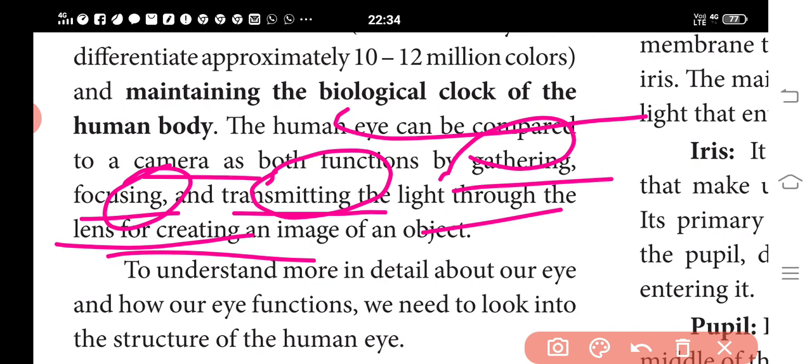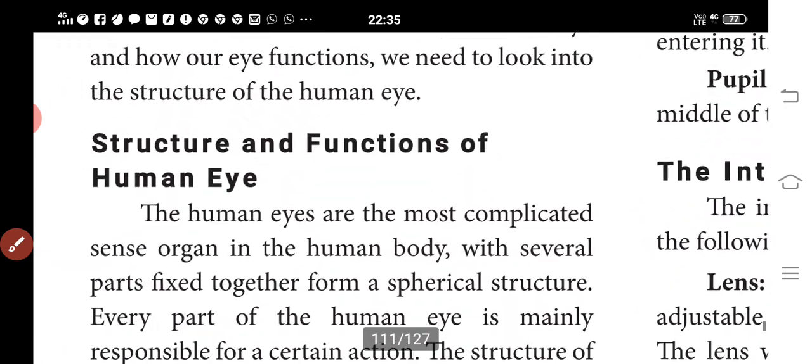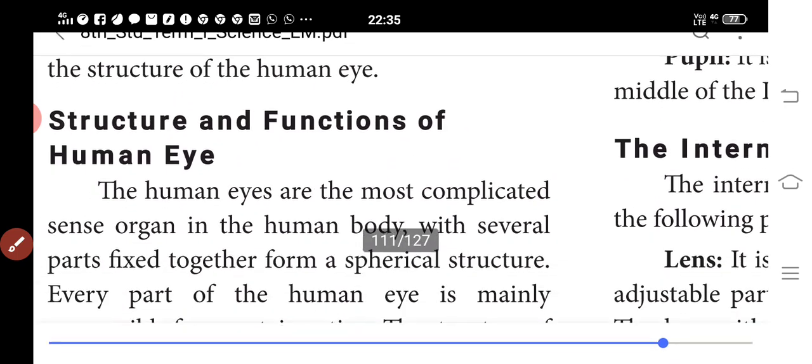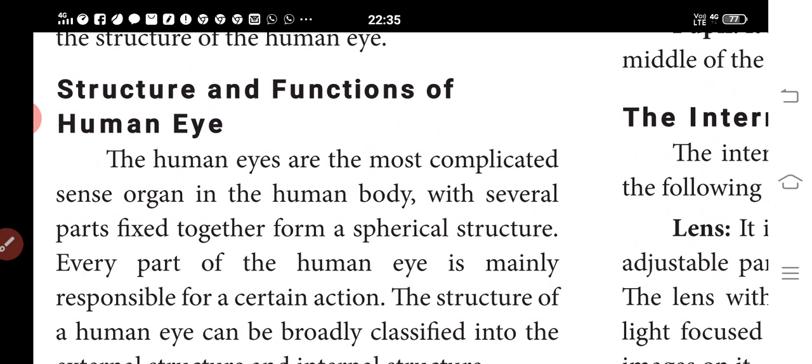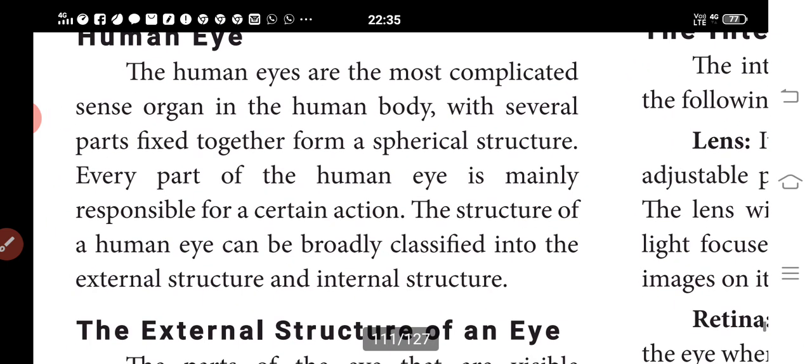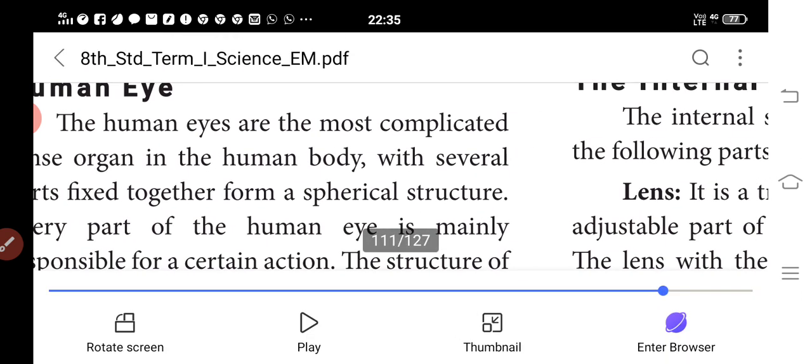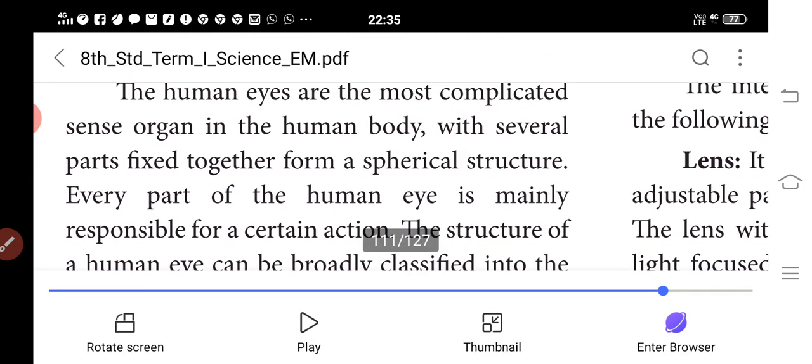To understand more detail about the eye and its functions, we need to look at the structure of the eye. So next is the structure and functions of the human eye. The human eye is the most complicated sense organ in the human body. Several parts fixed together form a spherical structure. Every part of the eye is mainly responsible for sensing action. The structure of the human eye can be broadly classified into external structure and internal structure.